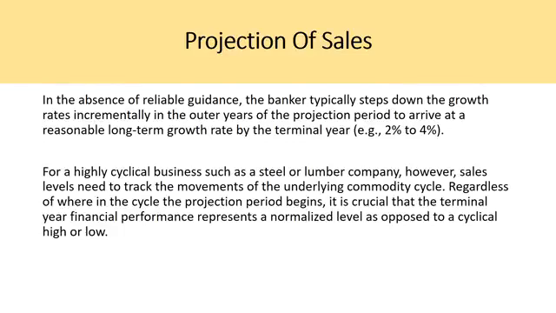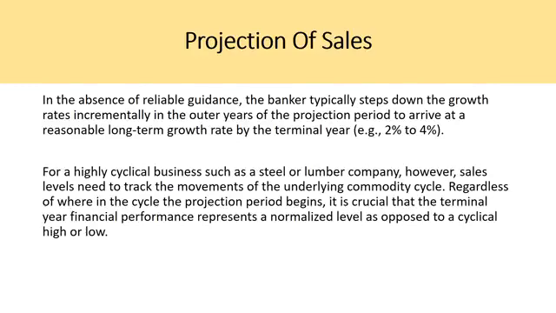For a highly cyclical business, such as steel or lumber companies, sales levels need to track the movements of the underlying commodity cycle. Regardless of where in the cycle the projection period begins, it is crucial that the terminal year of financial performance represents a normalized level as opposed to a cyclical high or low.